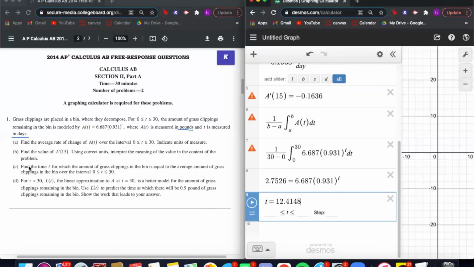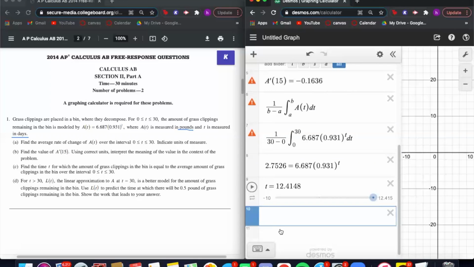So t is equal to the time for which the amount of grass clippings in the bin, which is A(t), is equal to the average amount of grass clippings in the bin over this interval, which we found using this formula. And so the answer is going to be t equals 12.4148.